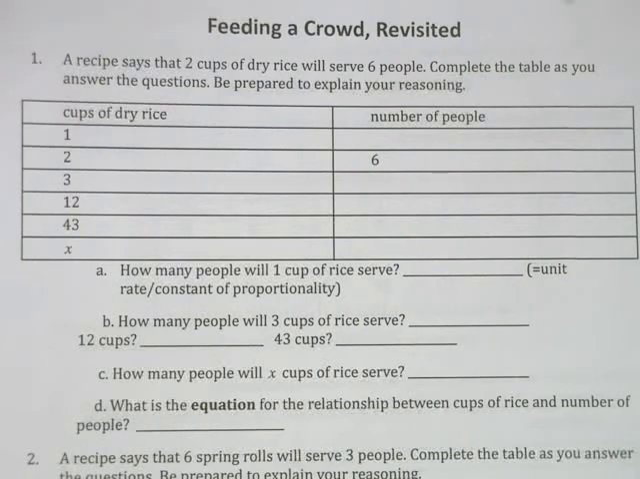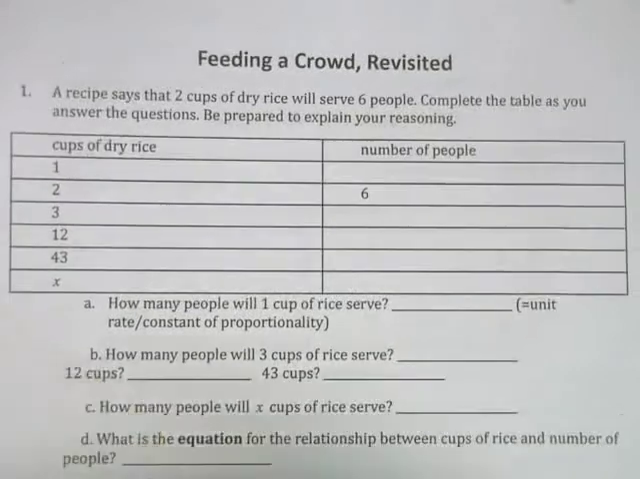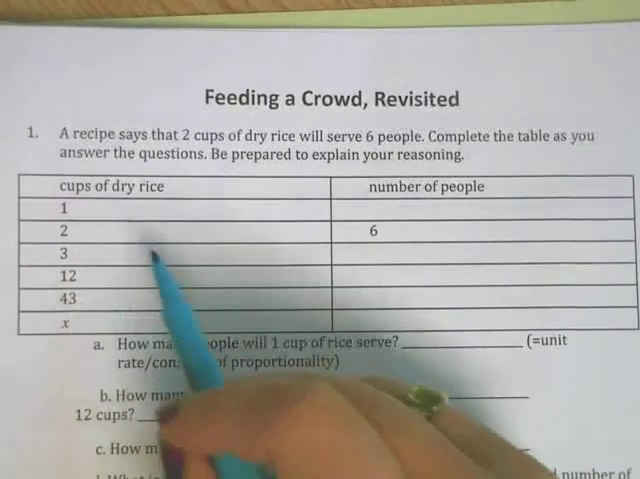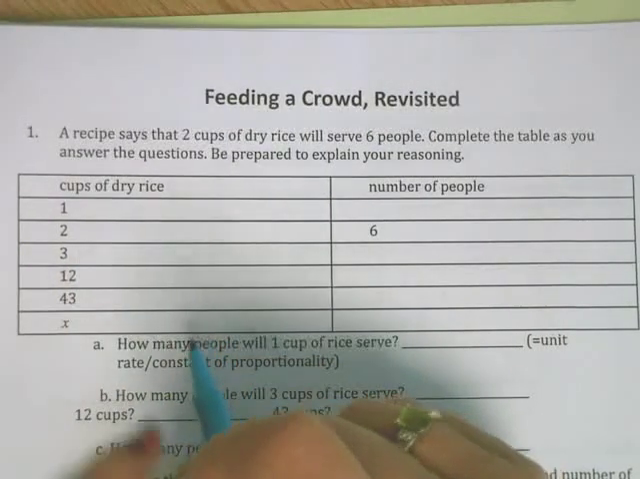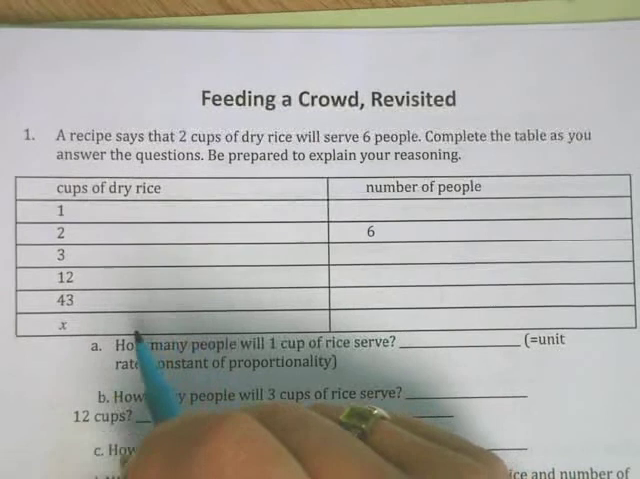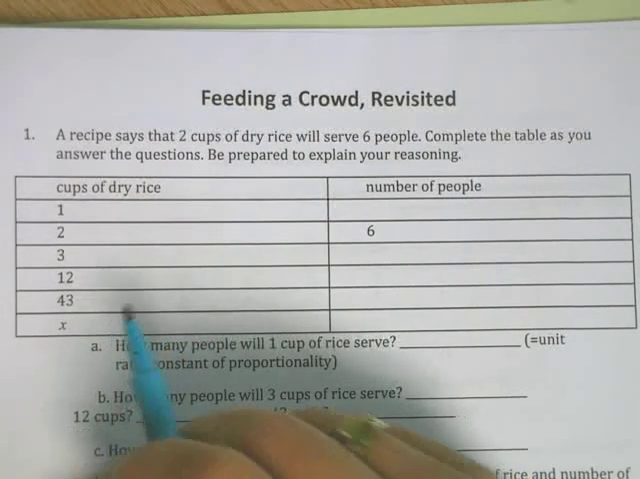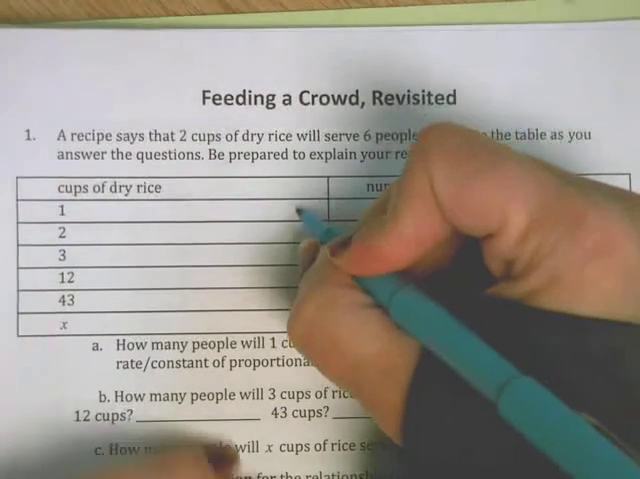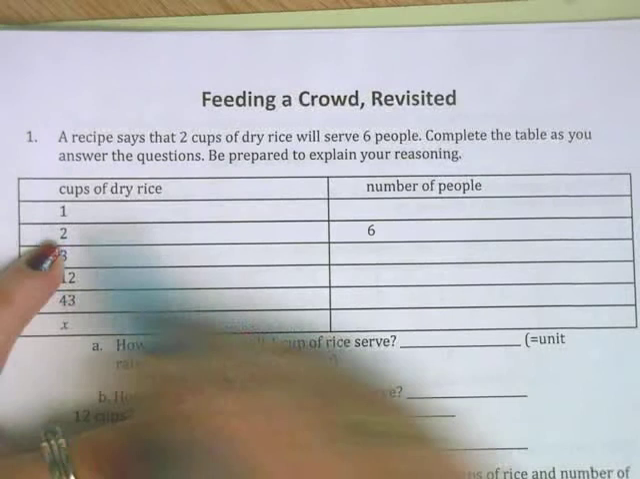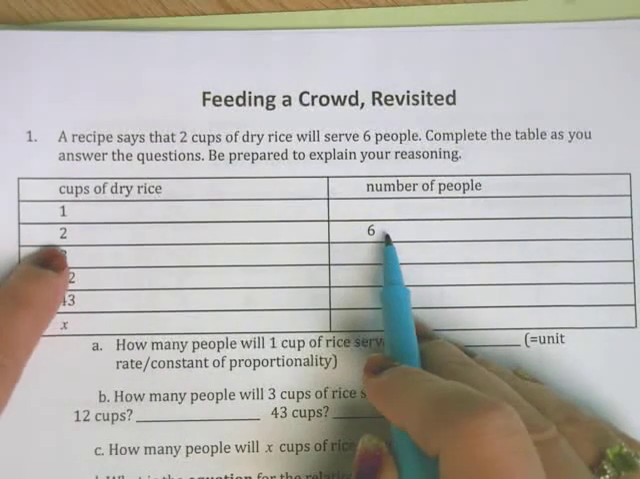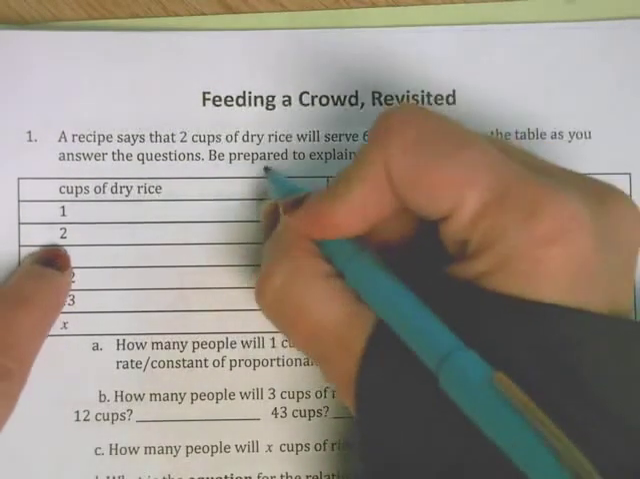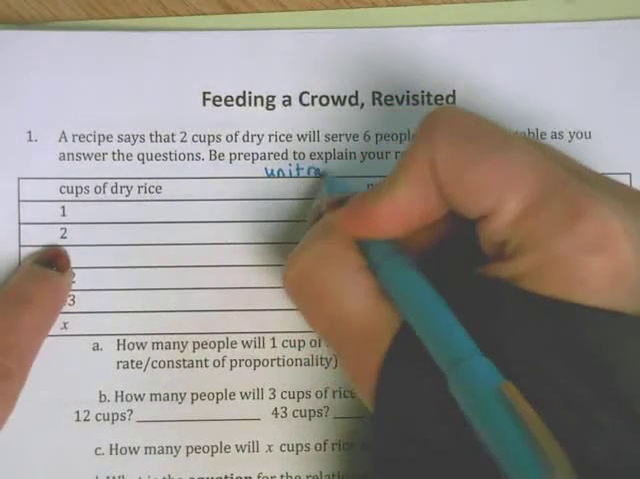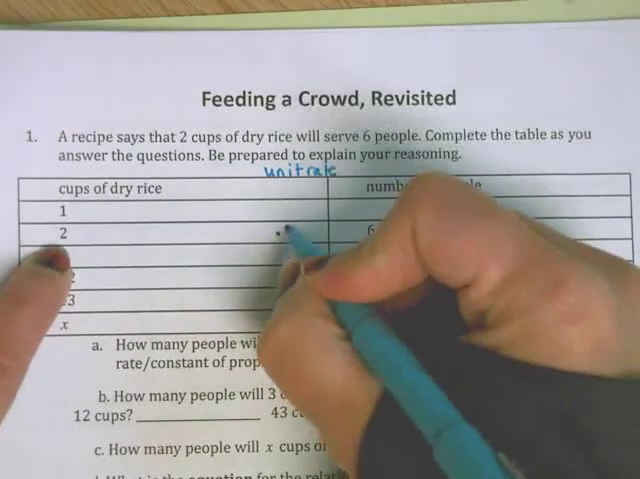Okay, so let's go through the answers that you guys got for this one. The cups of dry rice, and if you weren't sure how to do this, you're doing it with me right now. Get those pencils out, put in anything that you don't have. To get from 2 to 6, that was the only number we had, what would we multiply by? What's our unit rate going to be here? We're going to multiply by 3.